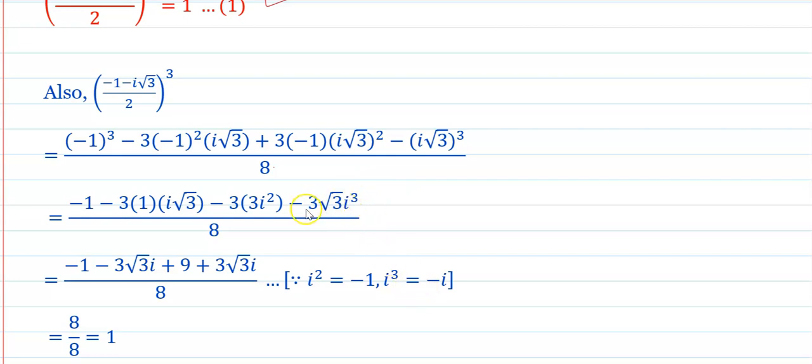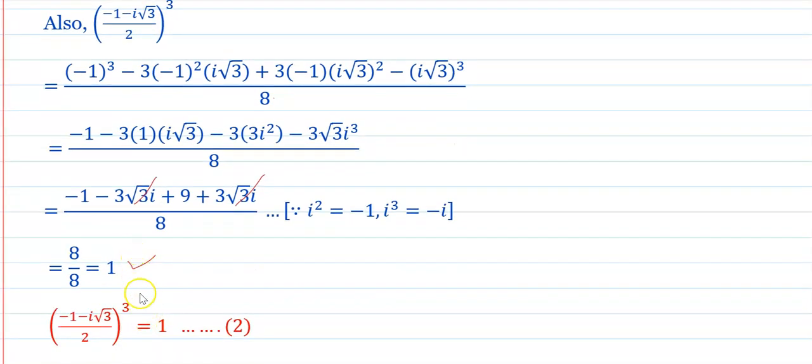i cube means what? Minus i again. Minus and minus will become plus. i square is minus 1. 3 into 3 that is 9. You will get overall 9. Minus 1 minus 3 root 3 i and plus 3 root 3 i get cancelled. Minus 1 plus 9 you will get 8. 8 upon 8 you will get here 1. And hence its cube is 1.